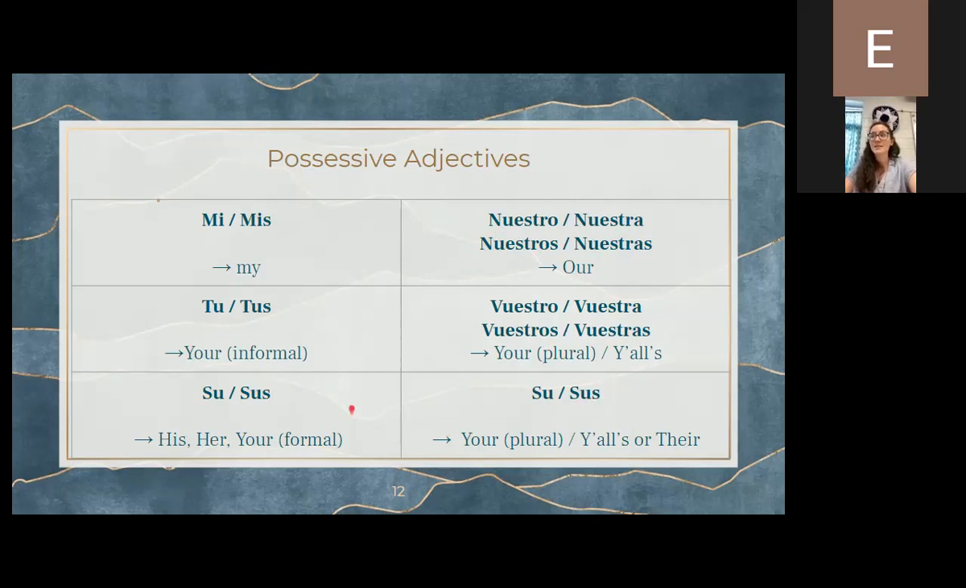So to tell the difference between these, all we have to do is look at the context of the sentence. We have to look at which situations it is used in to tell the difference between his or your all's, hers or theirs. It's just a matter of when and where it is being used.